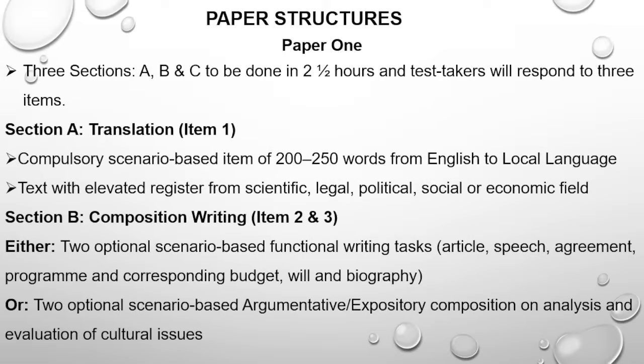We have section A. We're going to have translation as in the previous papers. Translation will consist of a compulsory scenario-based item of about 200 to 250 words, which the learners will have to translate from English to local language. And the text for this translation should be elevated in terms of register, meaning you're supposed to draw the text from the scientific field, legal field, political field, social field, or economic field.